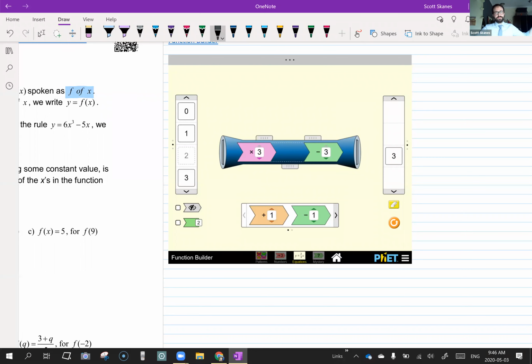Magic. Who said math can't be fun? What if I put a 1 in? Multiply by 3, take away 3, it comes out with a 0. What if I put a 0 in? 0 multiplied by 3 is still 0. Take away 3, it should be -3.